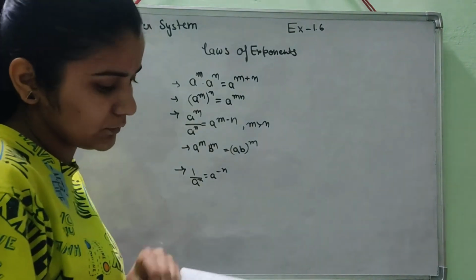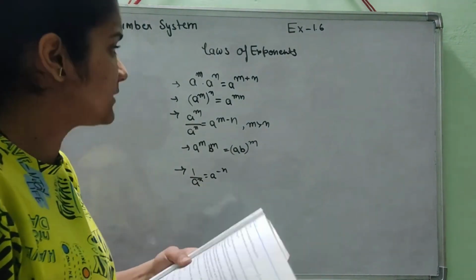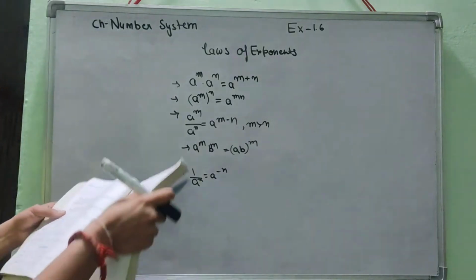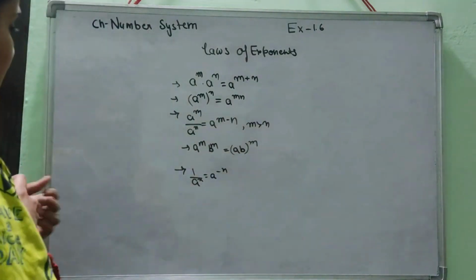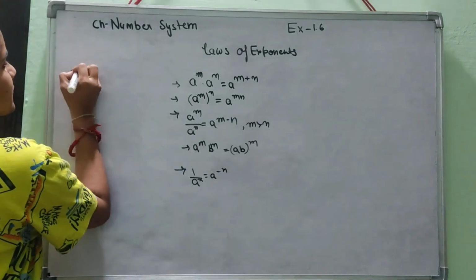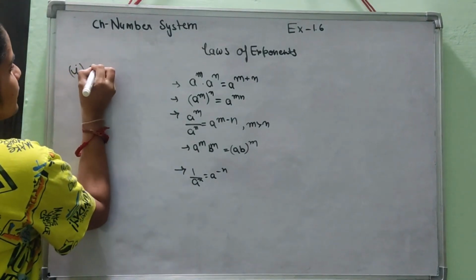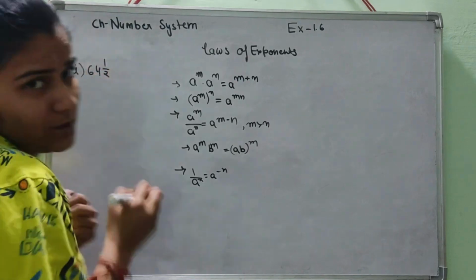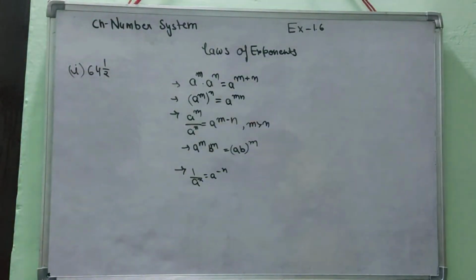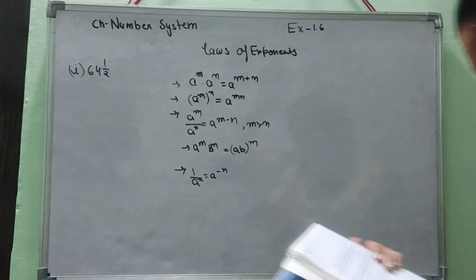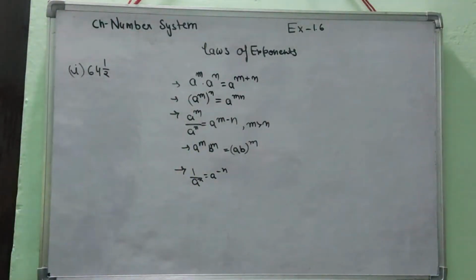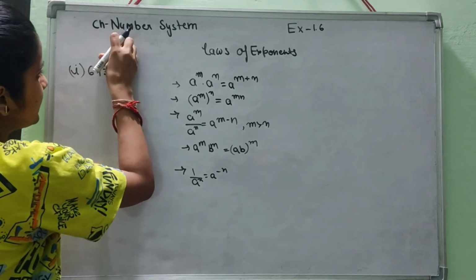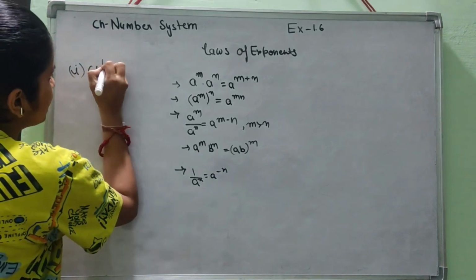So let's get started. Yes, exercise 1.6. The very first question is: find 64 to the power half. I hope this is visible. Let me check if it is visible or not. Yes, this is visible. So find 64 to the power half.